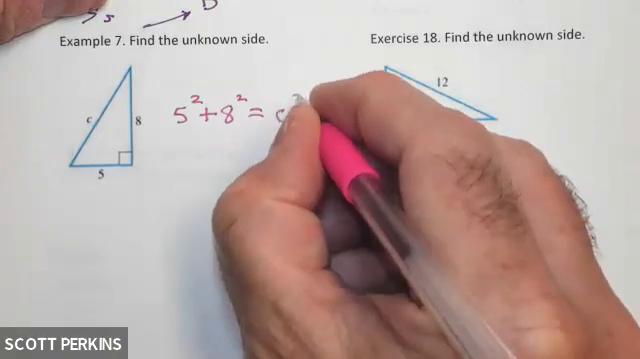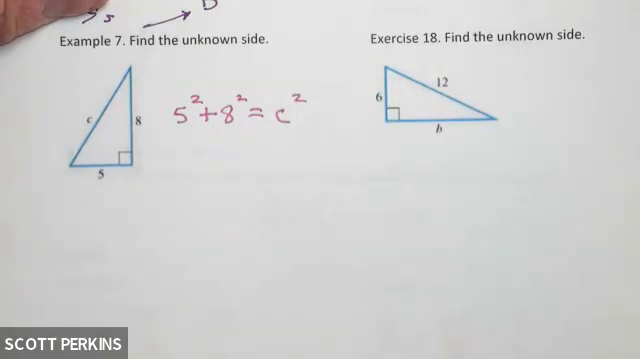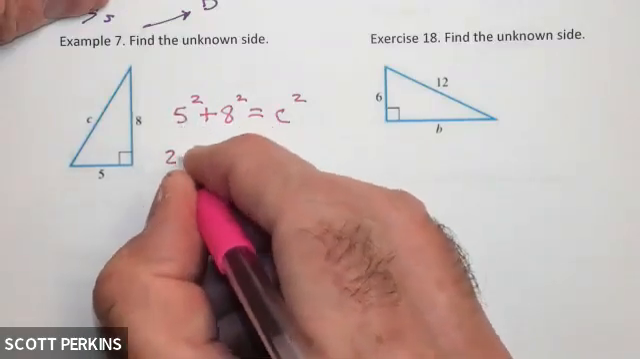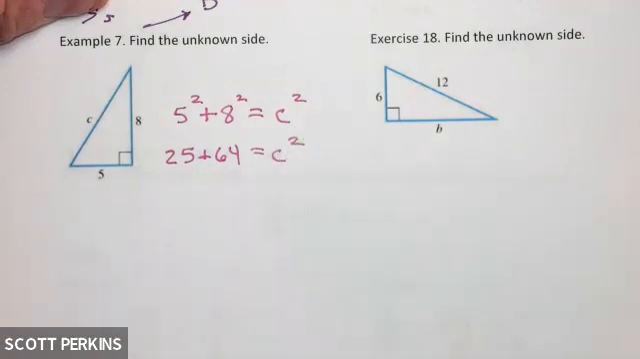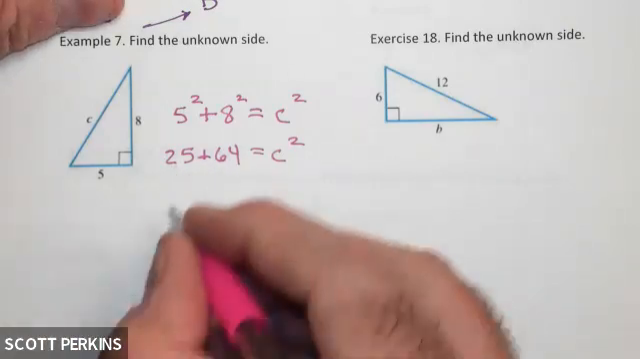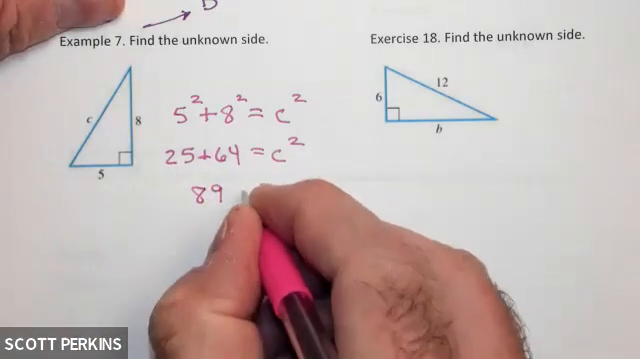Okay, c squared. Great. So the next thing I'm going to do is actually do a little arithmetic here. So 5 squared is 25 and 8 squared is 64. I don't think any of that is too challenging for you, especially since you've got calculators. We're going to add 25 and 64 together. 25 and 64 gives me 89.